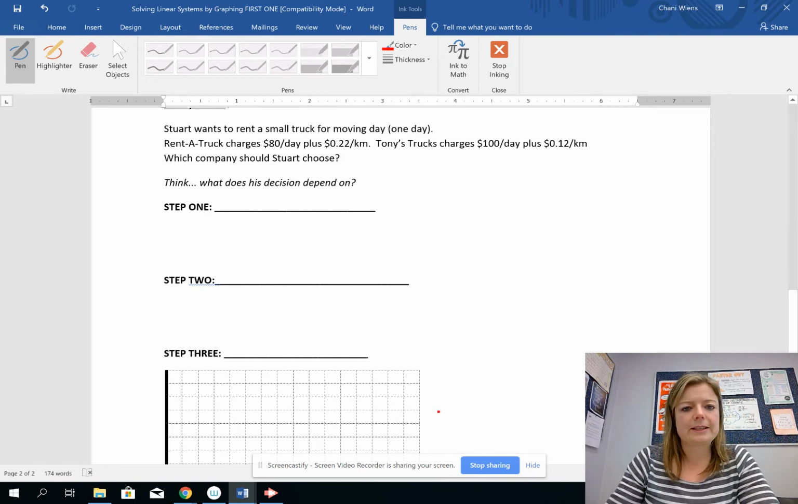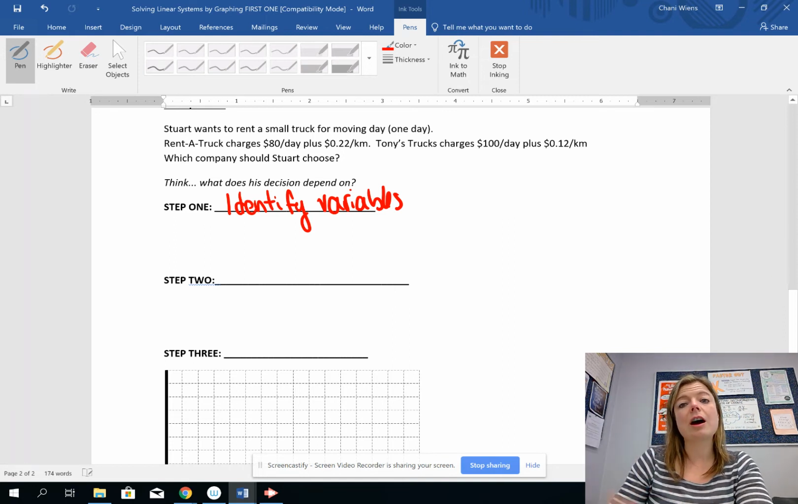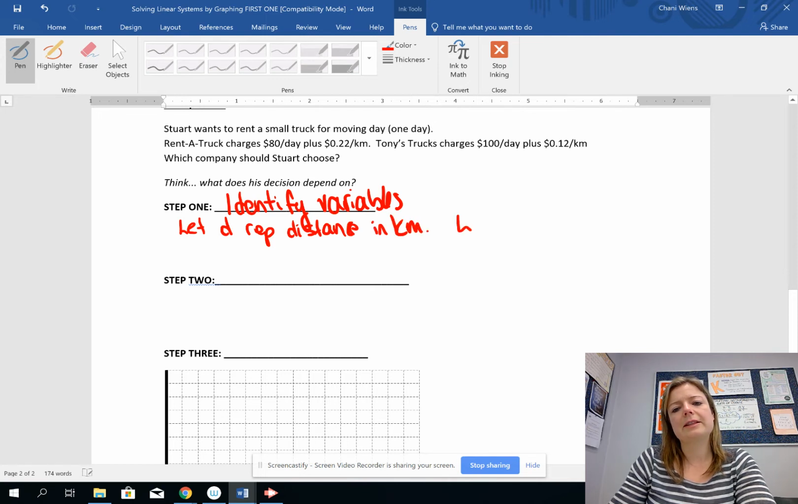So step 1 is to identify variables. Okay, so what do we not know? We know that moving is only one day, so day is not a variable. This is very important to understand. The number of days is not variable. It's not changing. We know it's just one day. However, we don't know the number of kilometers. So we'll say let D represent distance in kilometers. And then we can say let C, capital C, represent total cost in dollars.